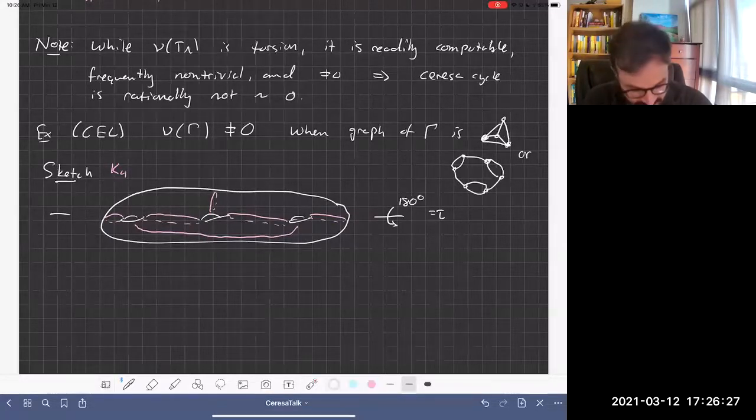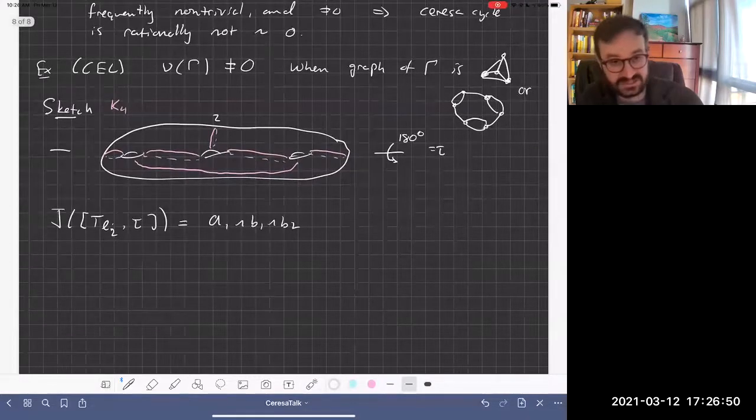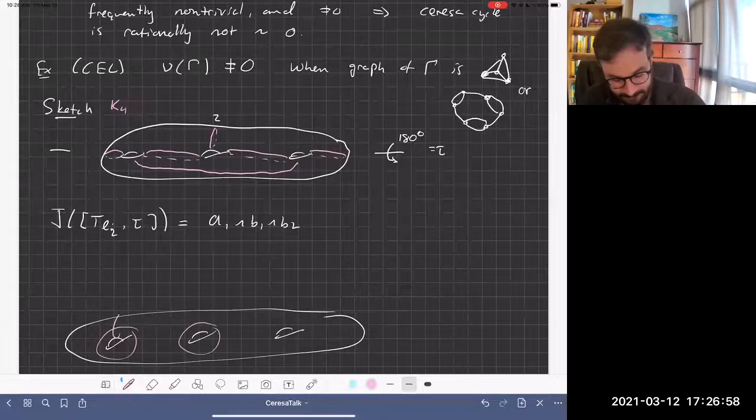Okay, so you can compute that the Johnson homomorphism of T_L2, let's call this curve 2, with tau, equals A1 wedge B1 wedge B2, where I should define this basis. The basis is the normal basis that you draw: this is A1, A2, A3, B3, B2, B1.